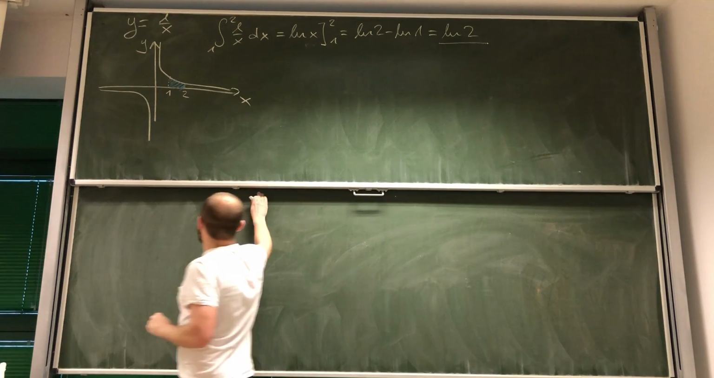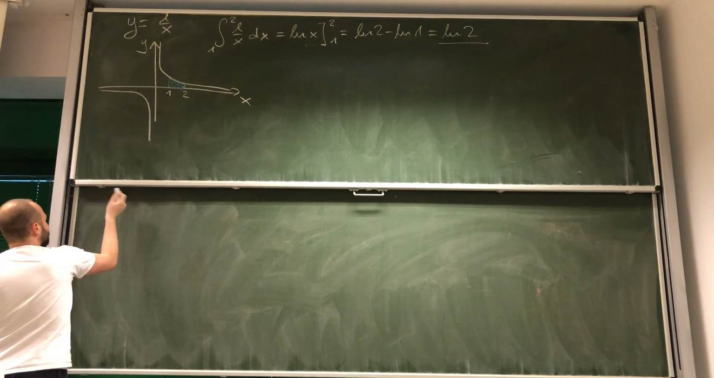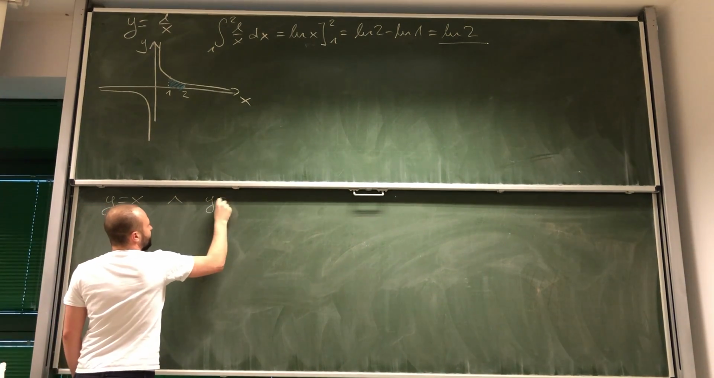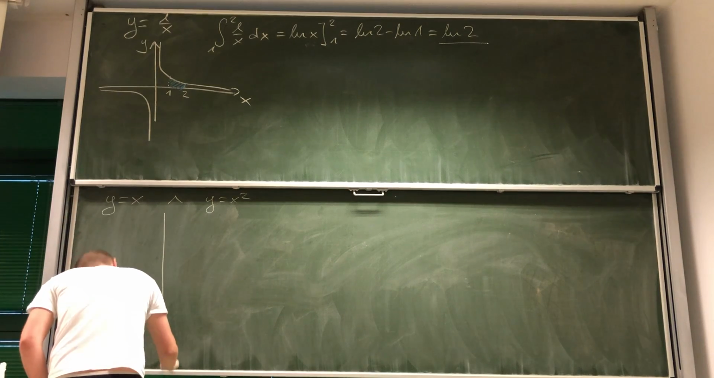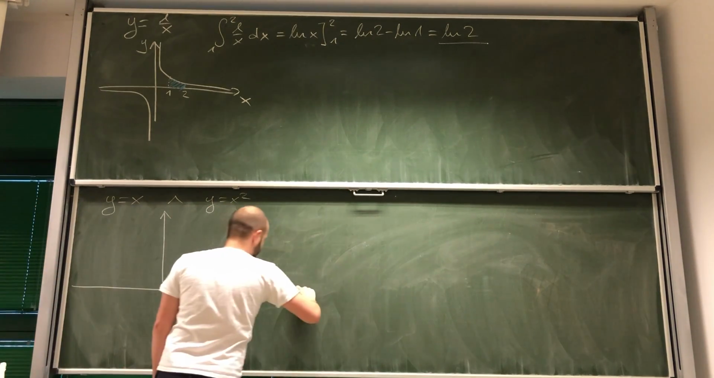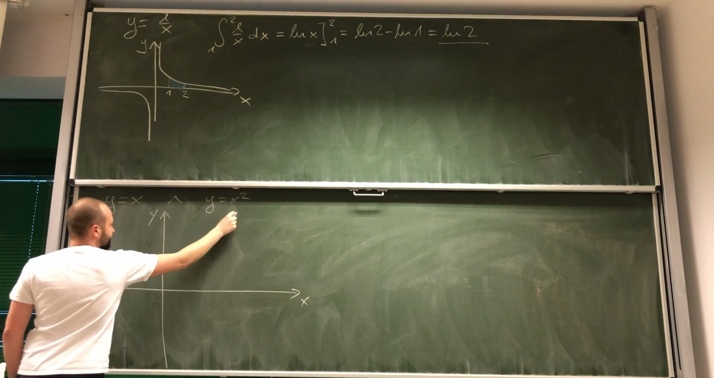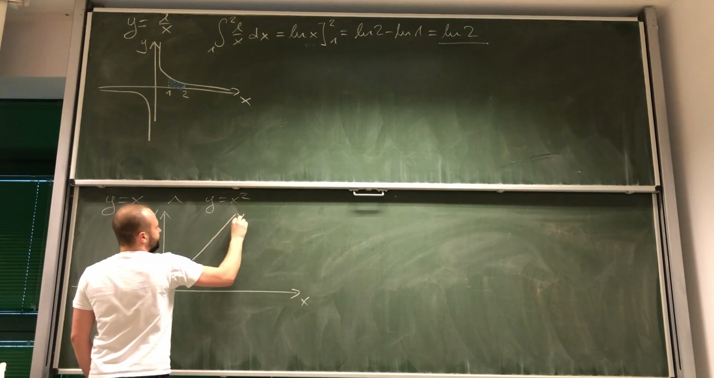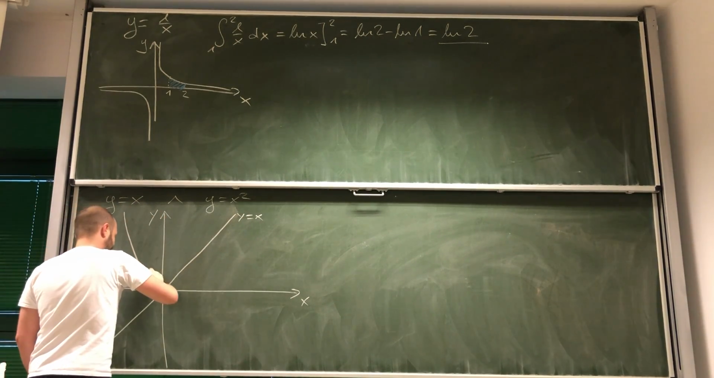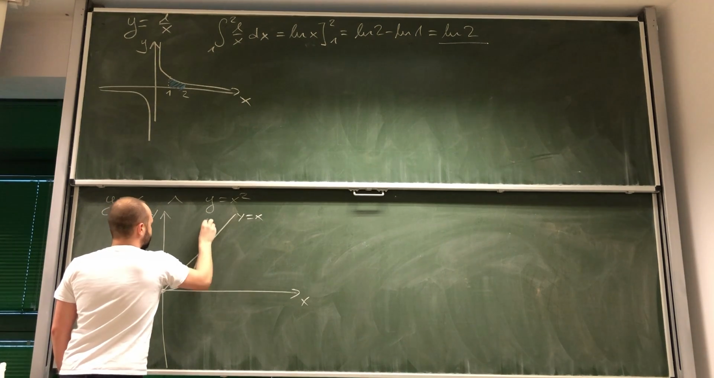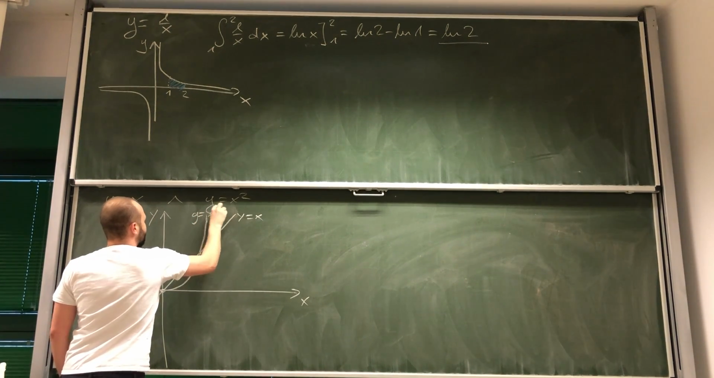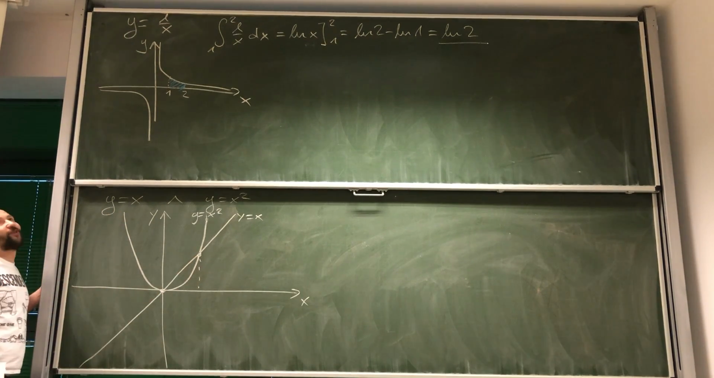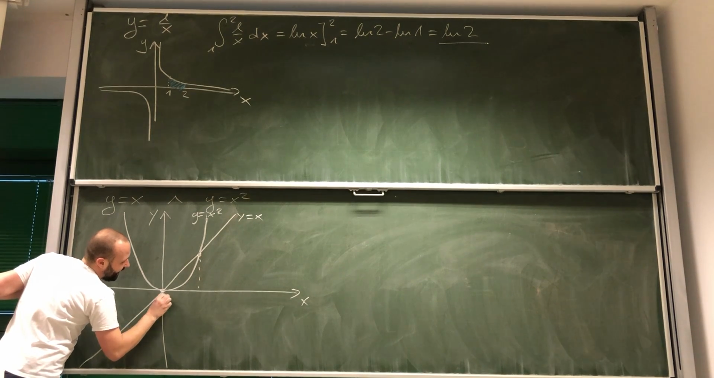So let's just say that we have two functions, y equals x and y equals x squared. Okay, this is y equals x. And this is y equals x squared. Look, both of these functions have two common points, 0 and 1.